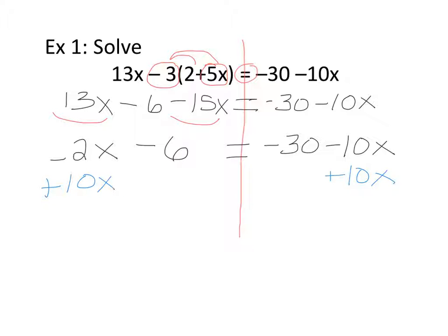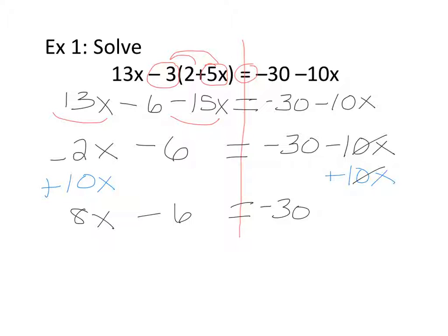Notice that I lined up my like terms here. Now on the left-hand side, negative 2x combines with positive 10x to give me a positive 8x. That minus 6 just drops straight down. So does the equal sign. Now on the right-hand side, the negative 30 will drop straight down. And the negative 10x and the 10x add together to give us 0x. So we don't write that one down.